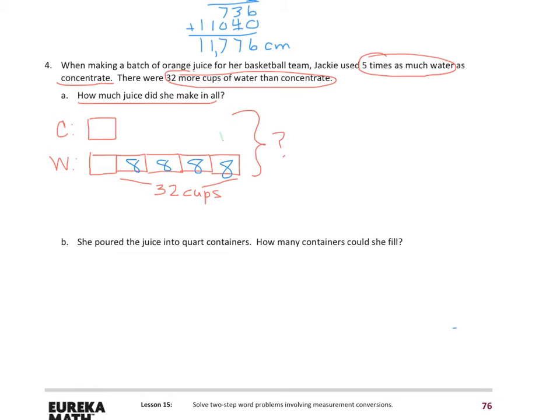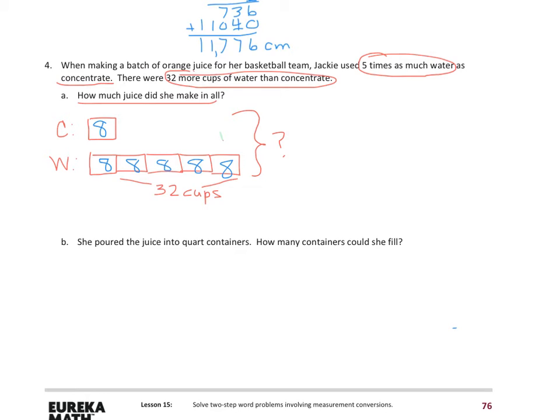So that means the water over here, the empty box, is going to be an 8. And the concentrate is going to be an 8. So it looks like there's 8 cups of concentrate. And then there is 5 boxes here total, and there's 8 in each box. So there's altogether 40 cups of water.